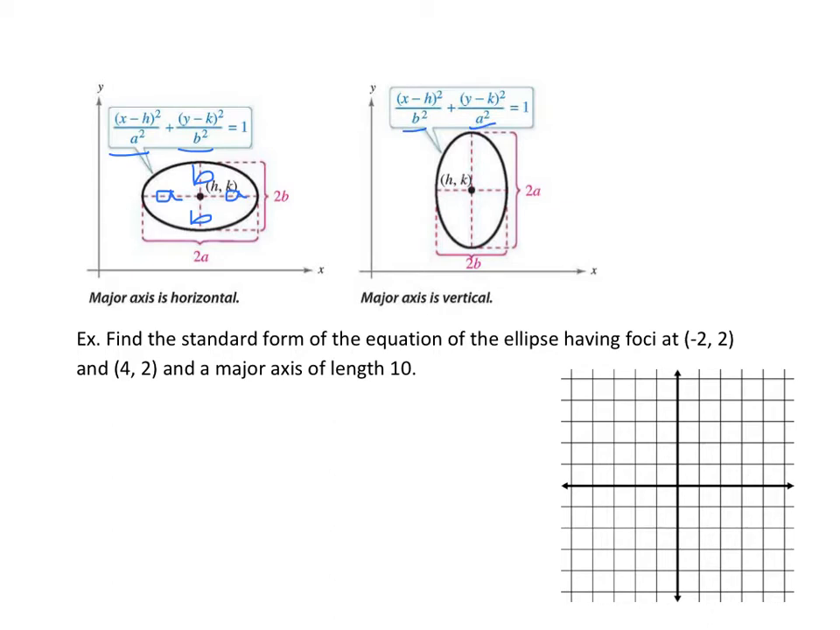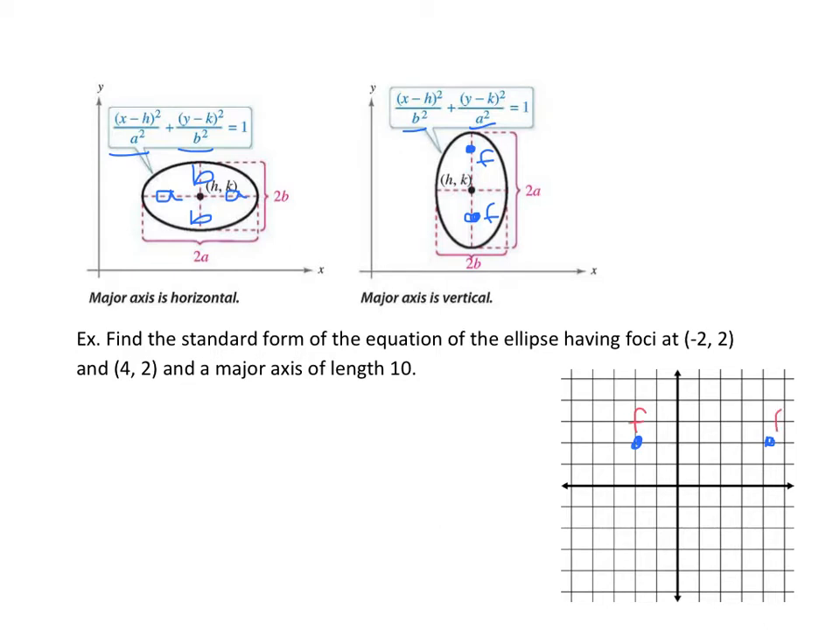Find the standard form of the equation of the ellipse having foci at -2, 2 and 4, 2, and a major axis length of 10. Okay, so my foci are always on the major axis. So my major axis has a length of 10.